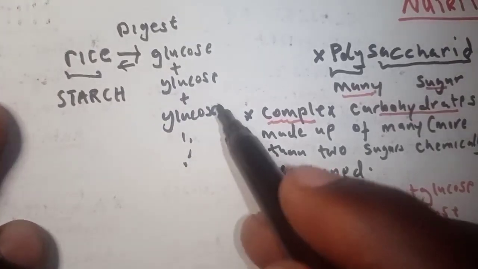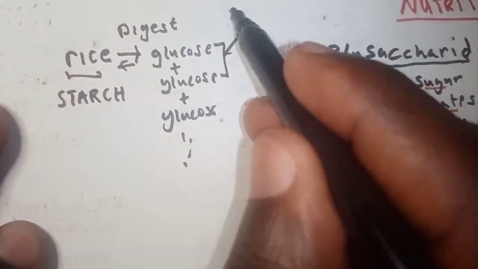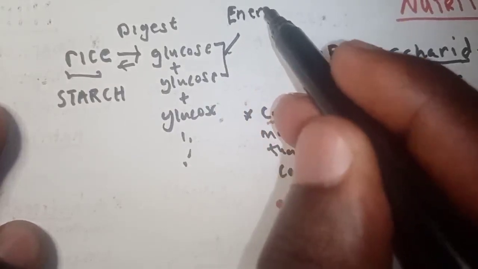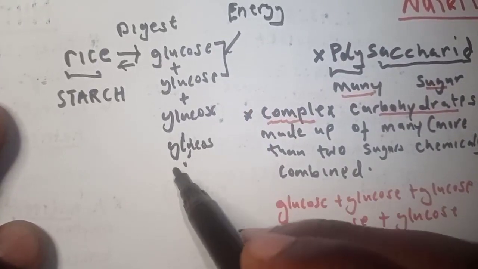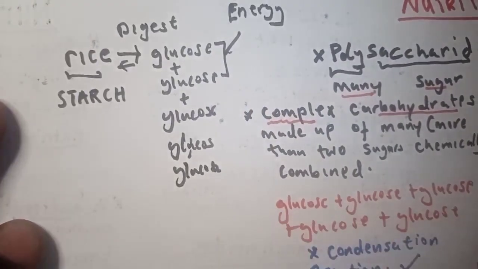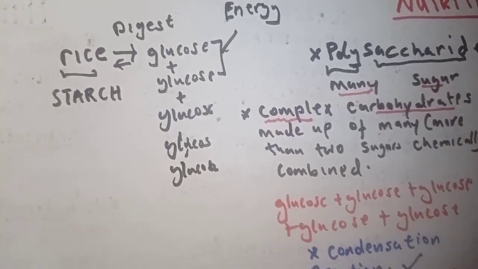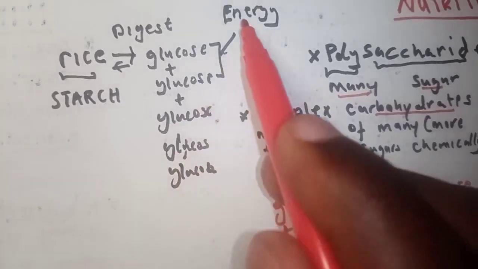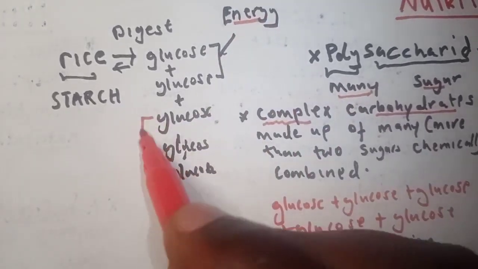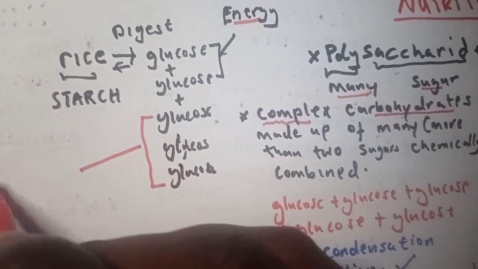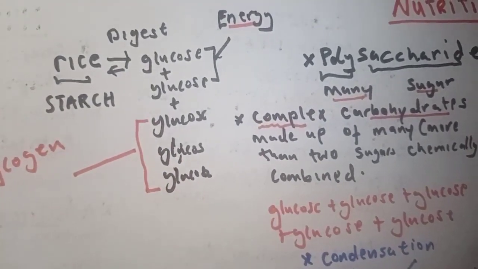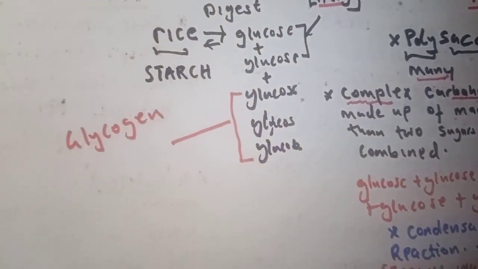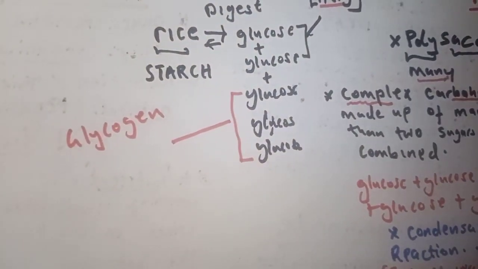So you'll find that, let's say, these 2 molecules of glucose will be used for energy. You get energy. But what will happen to the rest of the glucose molecules? Since you already have enough energy, the rest of these glucose molecules will be converted to glycogen.